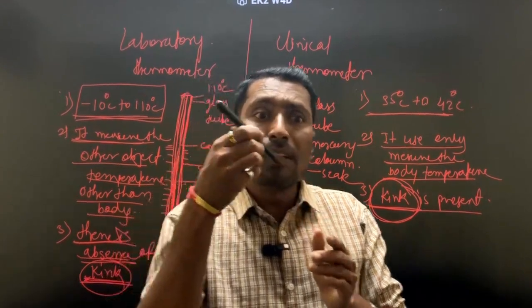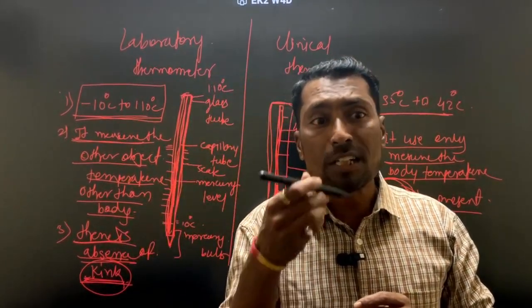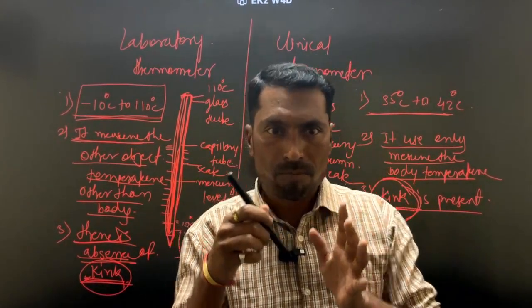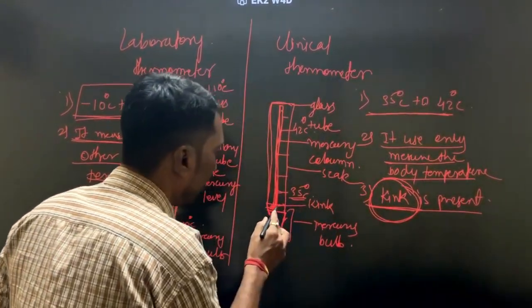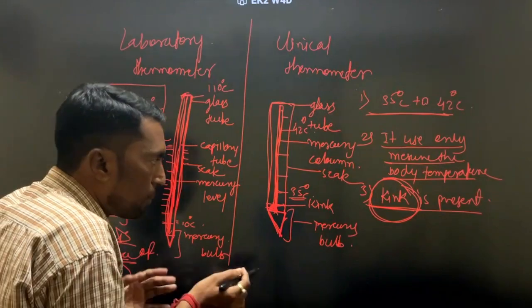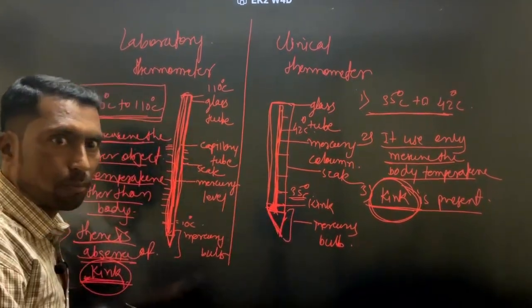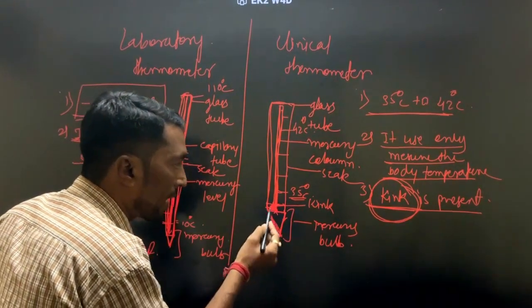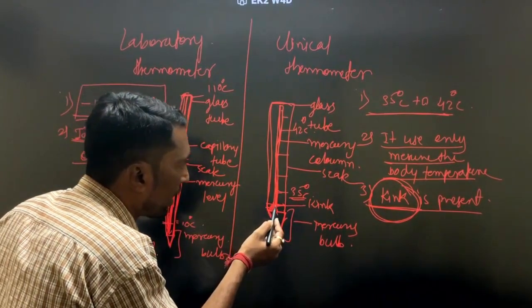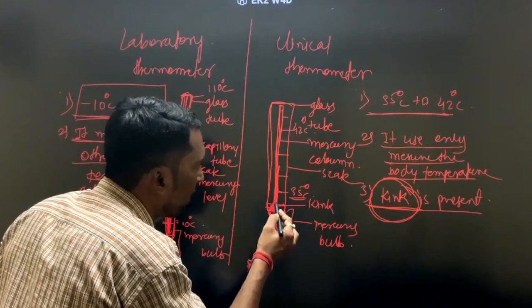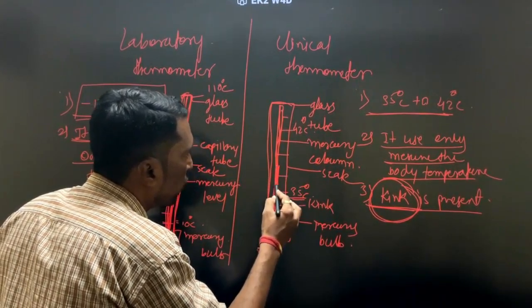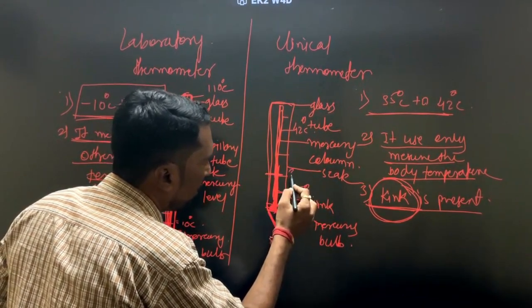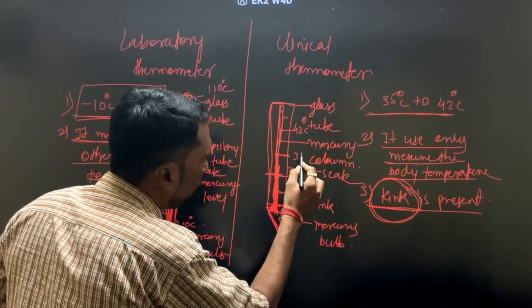After that, when we remove the clinical thermometer from the mouth, at that time the kink is there. Suppose we put the clinical thermometer in our mouth. Due to the expansion process, the mercury rises its level. It rises its level and shows the reading. If it comes up to here, it is 36 degrees Celsius. If it comes up to here, it is 37 degrees Celsius.